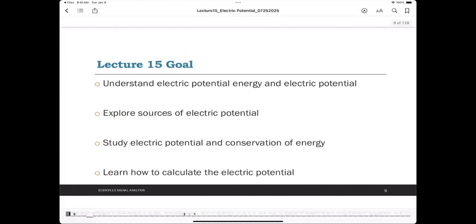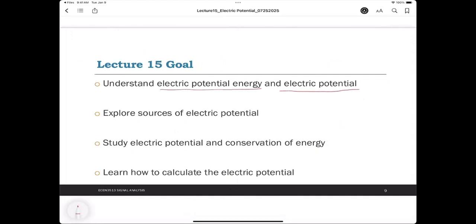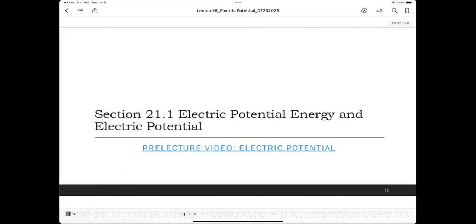This is today's class goal. Firstly, we will understand electric potential energy and electric potential: what is electric potential energy and what is electric potential. Then we will explore sources of electric potential. Then we will study electric potential and conservation of energy. Finally, we will learn how to calculate the electric potential. Let's first check electric potential energy and electric potential.